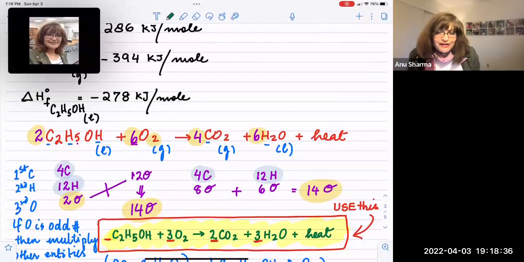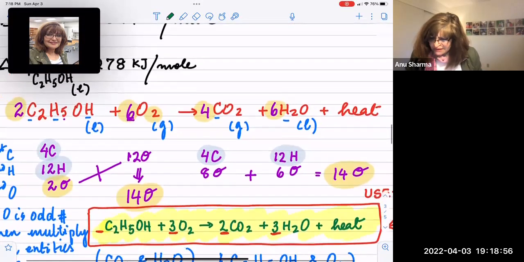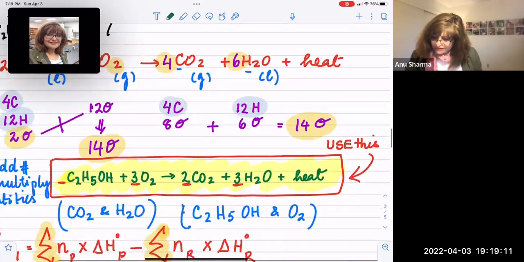Okay, guys, sorry, when I was doing the calculations, I realized that I had complicated it a little bit. In other words, when I was doing this balancing, I could have simplified it. So the simpler version of this is this one. The simpler way of balancing this would be 1 mole of ethanol reacting with 3 moles of oxygen to give you 2 moles of carbon dioxide and 3 moles of water and heat. Okay, so that's one thing.